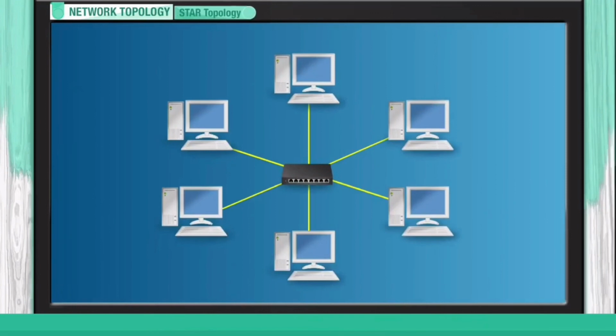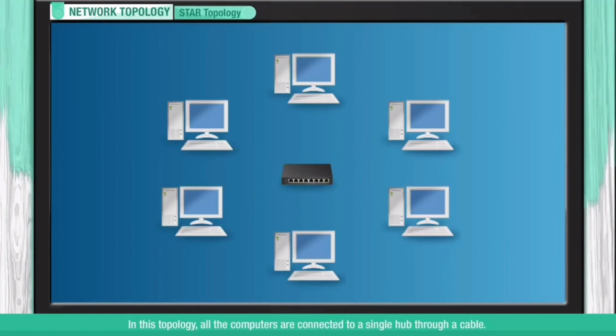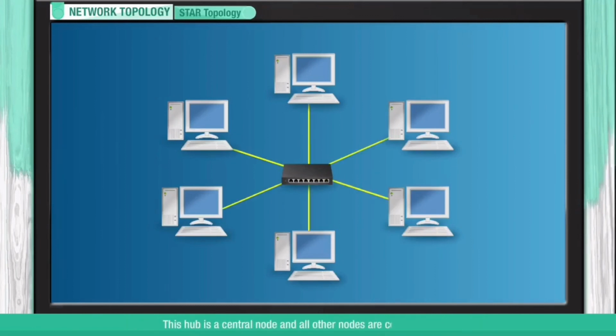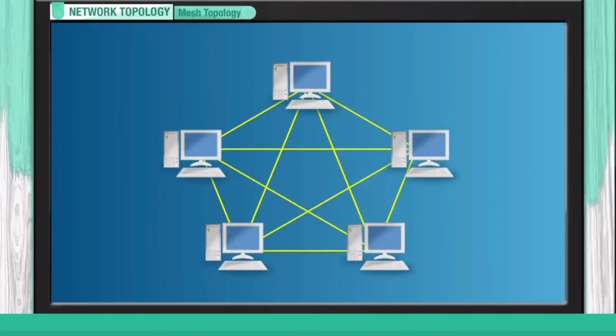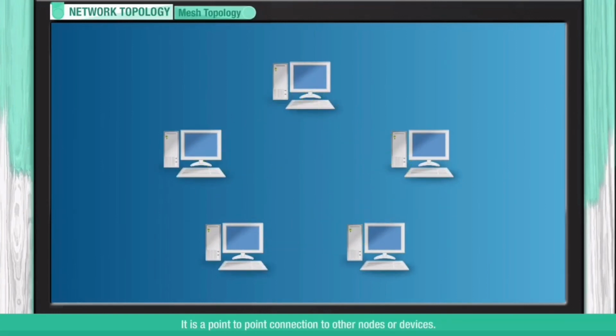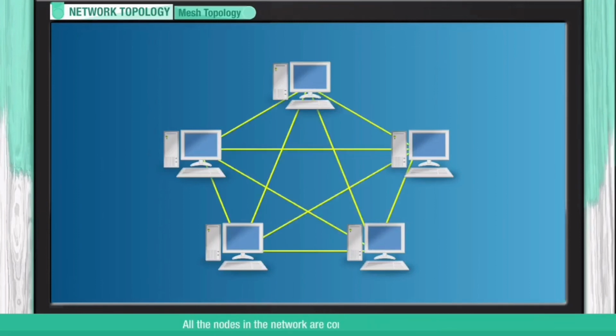Star topology. In this topology, all the computers are connected to a single hub through a cable. This hub is a central node and all other nodes are connected to it. Mesh topology. It is a point-to-point connection to other nodes or devices. All the nodes in the network are connected to each other.